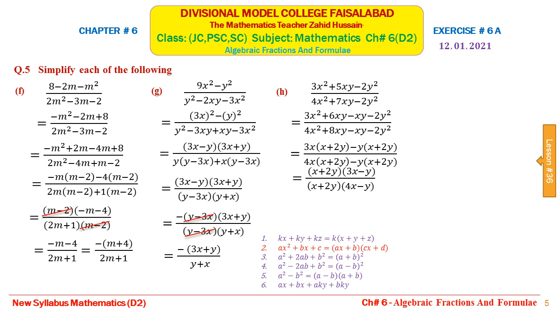Now we will cancel out the common factor. What is the common factor? Common factor is x plus 2y in the numerator and x plus 2y in the denominator. So we will cancel these two factors. We will be left with 3x minus y over 4x minus y.